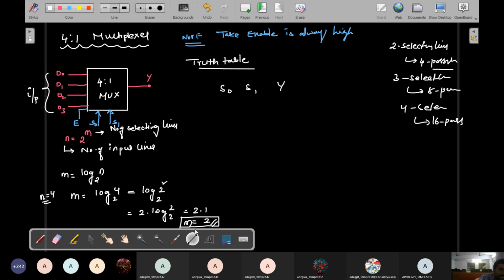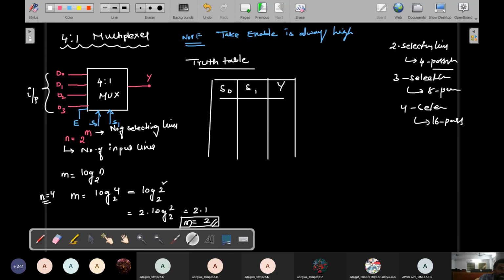These are the selecting lines, so I'll write the truth table here. If you have 4 selecting lines, we get 16 possibilities. If you have 3 selecting lines, then 8 possibilities. If you have 2 selecting lines, you have 4 possibilities. So see here S0 and S1: the first possibility is 0, 0, the second is 0, 1, the third is 1, 0, and the fourth is 1, 1. So this is the truth table formation.